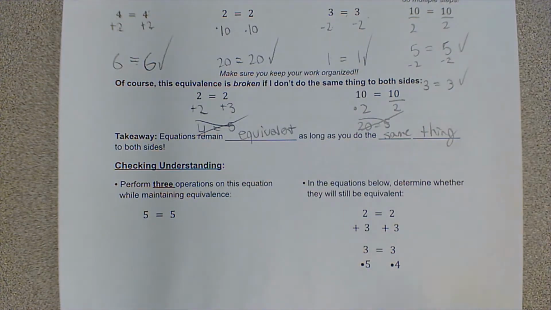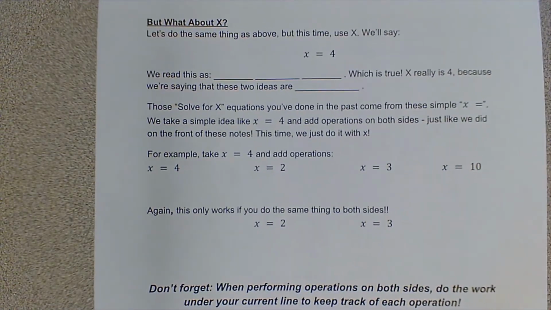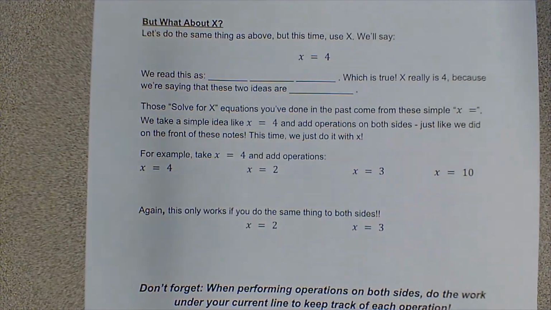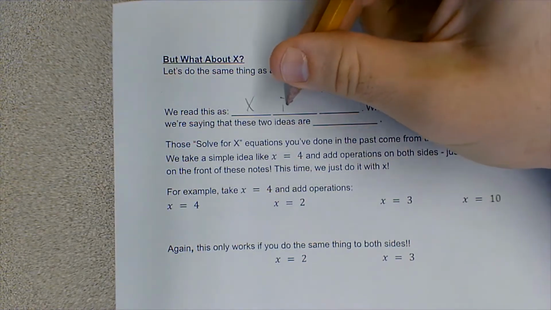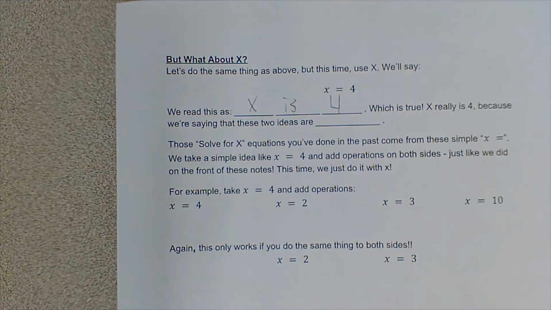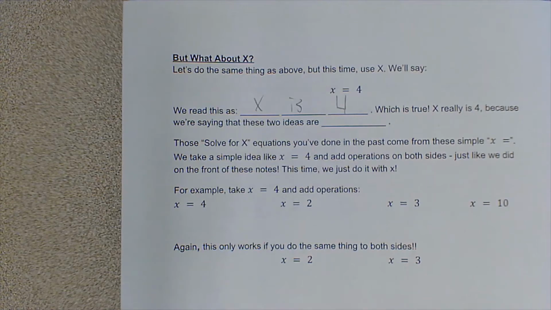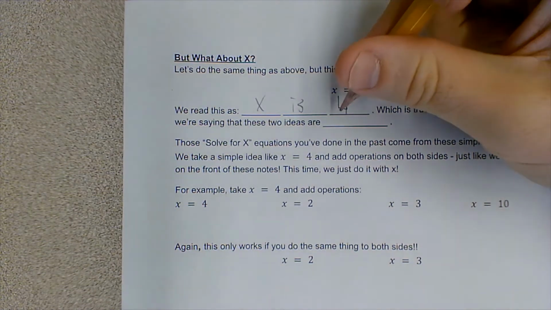All right, now we're flipping to the back, and we're throwing an X in there. We're going to do the same thing as the front side, but this time use an X. So instead of 4 equals 4, I'm going to do X equals 4. Same thing, just an X. We can read this as X is 4, which is true. X really is 4 because we're saying that these two ideas are equivalent.